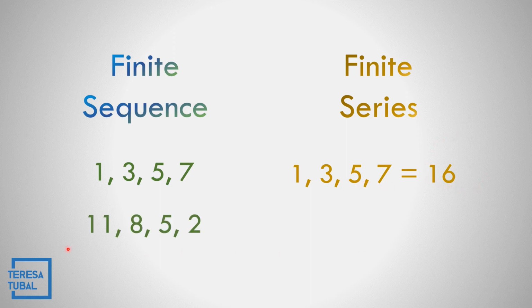In the second example, 11, 8, 5, and 2 is the example of the finite sequence, while the finite series is the sum of 11, 8, 5, and 2. So 11 plus 8 is 19, 19 plus 5 is 24, and 24 plus 2 is equal to 26.